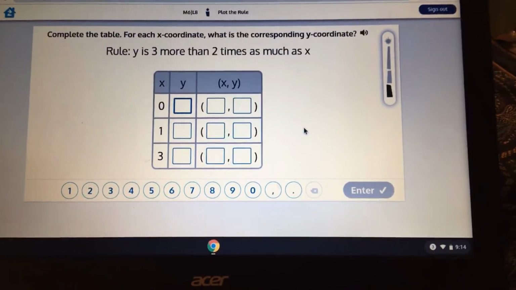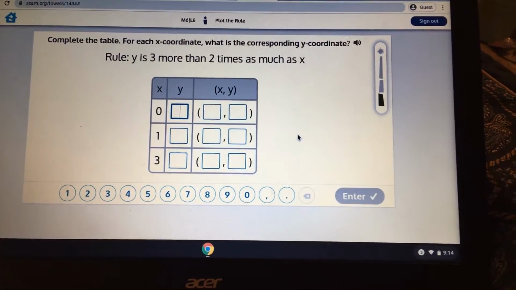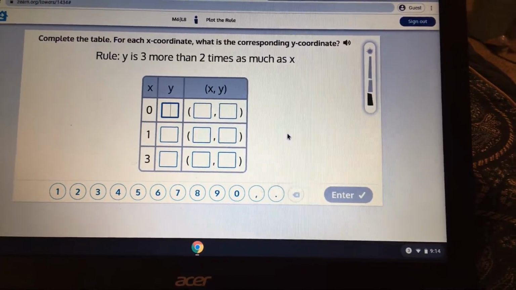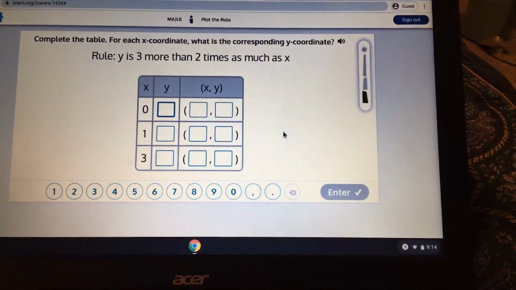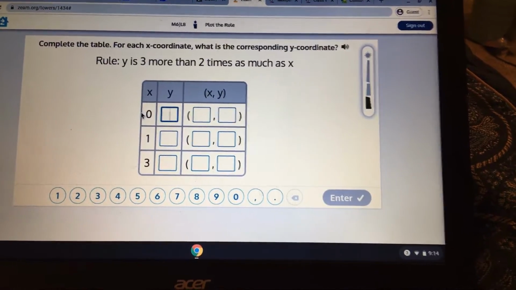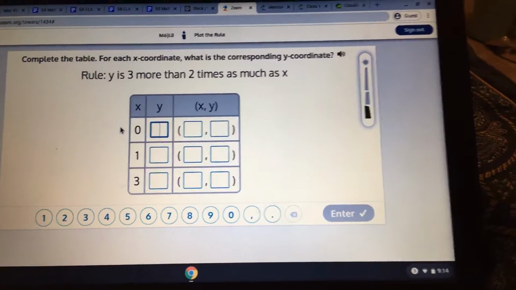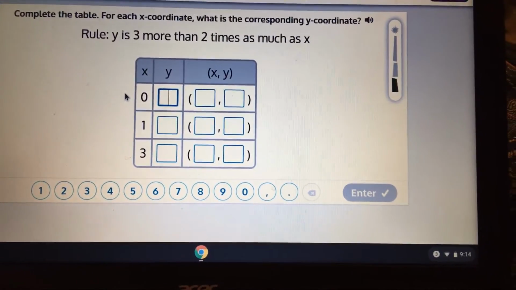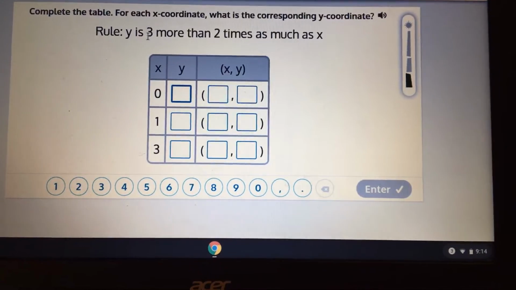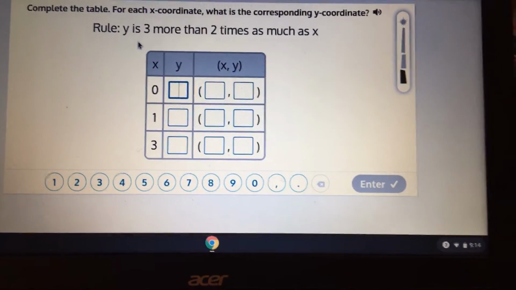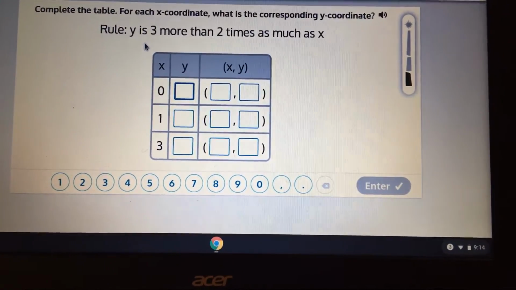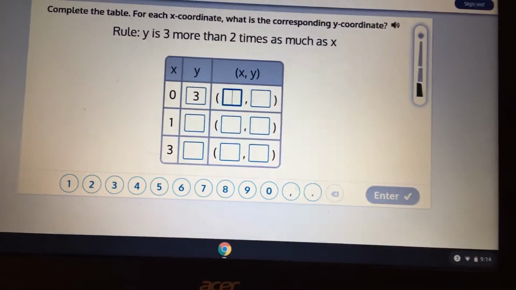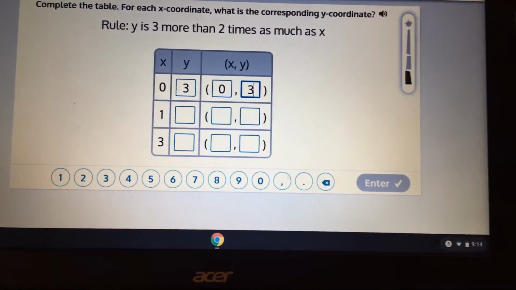Okay, so now we're looking at the same idea, but our rule is different. So y is 3 more than 2 times as much as x. Well, so now we have to start by multiplying our x coordinate by 2. So 0 times 2 is 0. And then we add 3 because it's 3 more than whatever that 2 times x number is. So for this, we're simply going to end up with 3. So our coordinate pair is 0, comma 3.